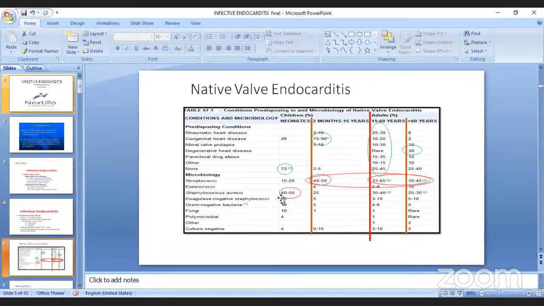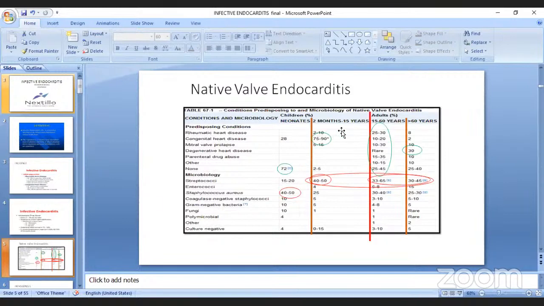In neonates, the predisposing condition in this table is none. That means in neonates, you usually get an idiopathic type of infective endocarditis. And what is the most common organism in neonates? It is Staphylococcus aureus, you can say 40 to 50%.